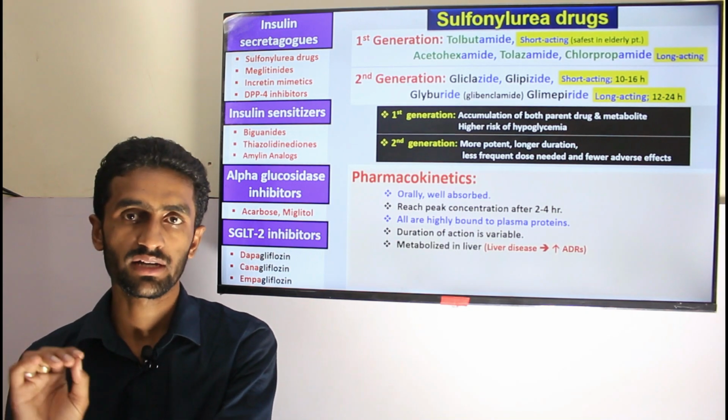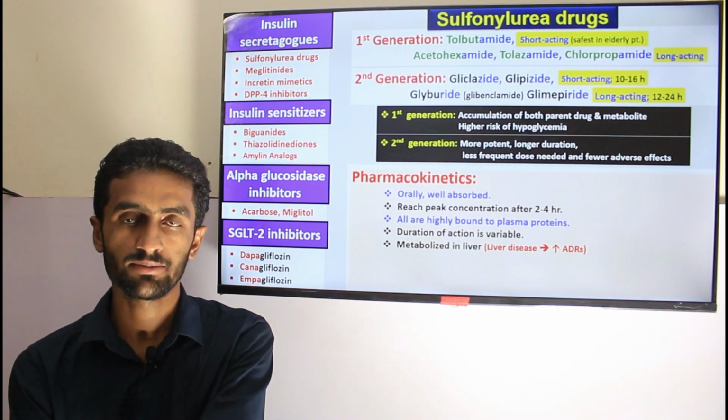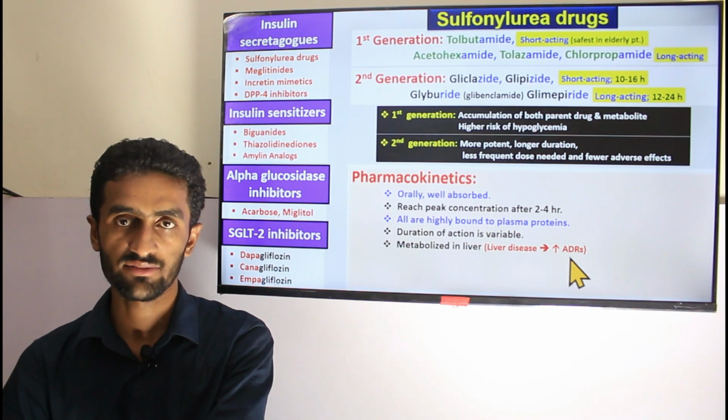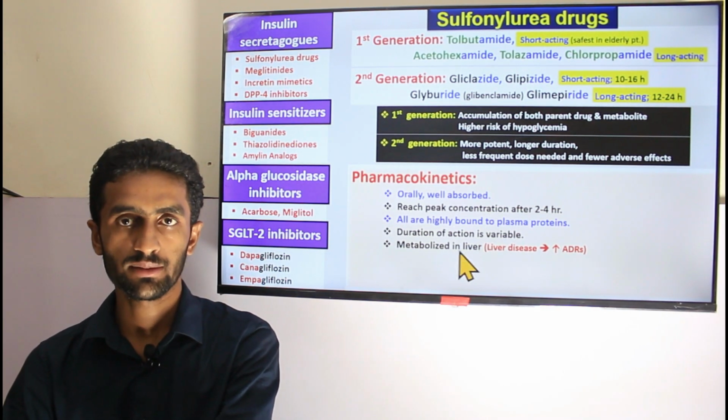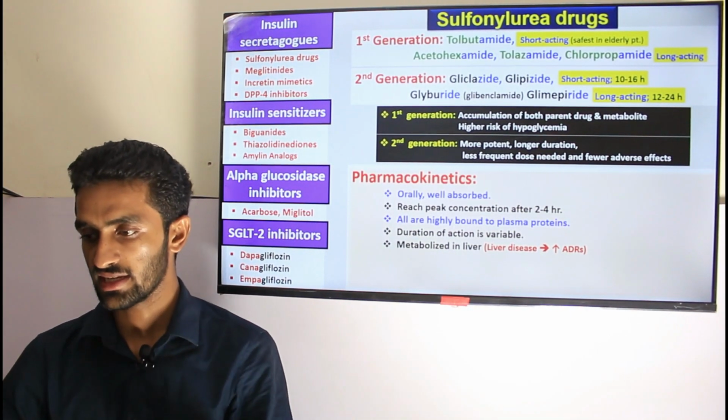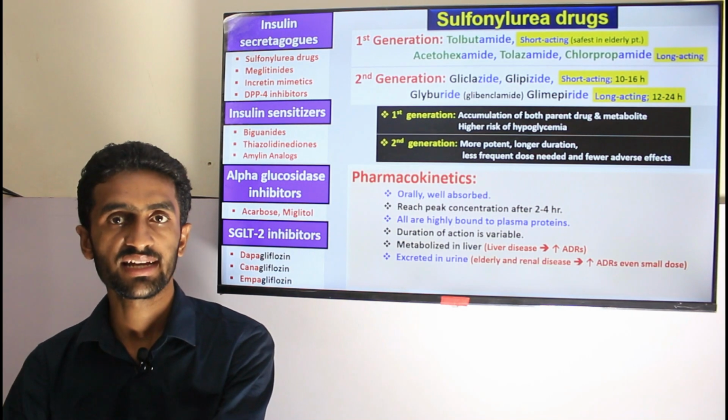And then metabolism occurs via the liver. So in a liver disease patient, there is high risk of hypoglycemia. They increase the adverse effect because of no metabolism. So what will happen? This will accumulate in the body, which causes hypoglycemia, or you can say other adverse effects like weight gain. They are excreted via the urine.